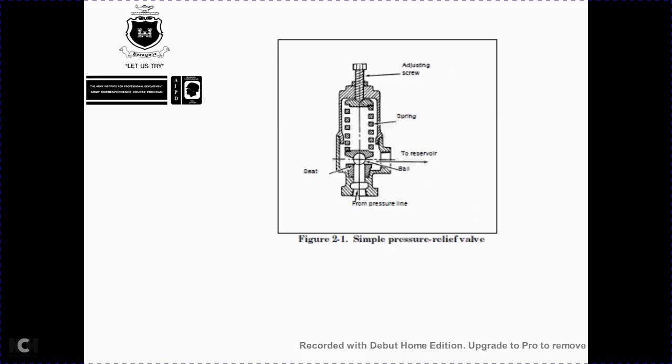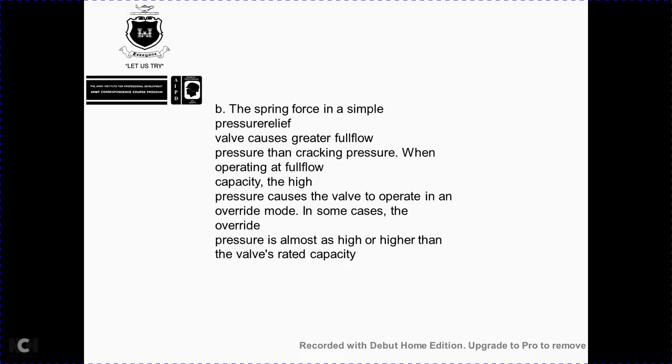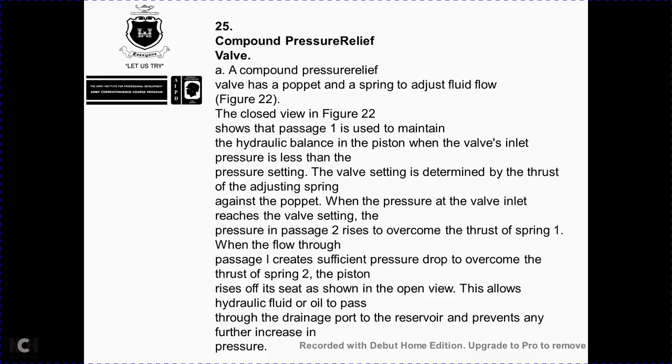Figure 2.1 shows the simple pressure relief valve. It consists of an adjusting screw, the spring, the ball, and the seat, connected to the pressure line. In the simple pressure relief valve, the spring force causes a greater pressure for full flow than the cracking pressure. The high pressure causes the valve to operate in the override mode. This can cause the override pressure to be higher than the valve's rated capacity.